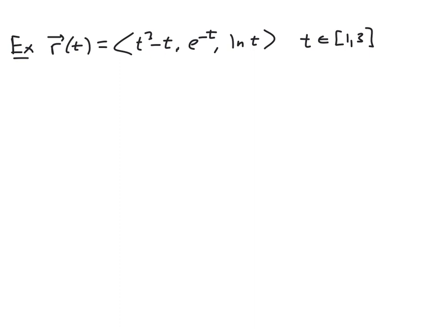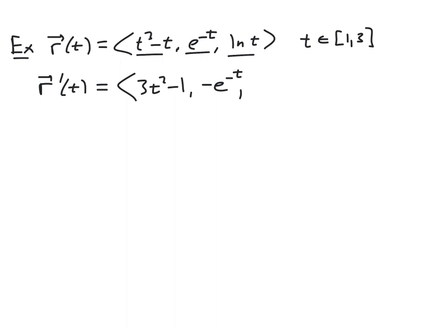So if I want to find the derivative vector in this case, we just need to differentiate our three component functions. And so the derivative of t cubed minus t would be 3t squared minus 1. The derivative of e to the negative t is going to be negative e to the negative t. There is a chain rule there that makes that negative. And the derivative of natural log of t is 1 over t.